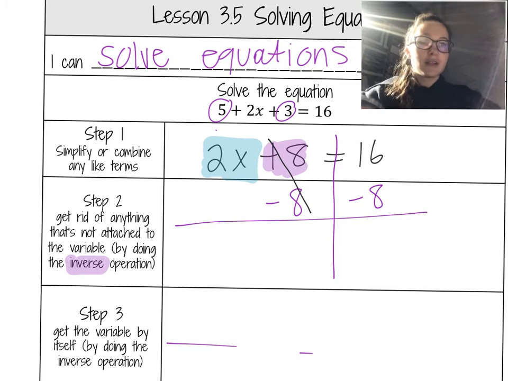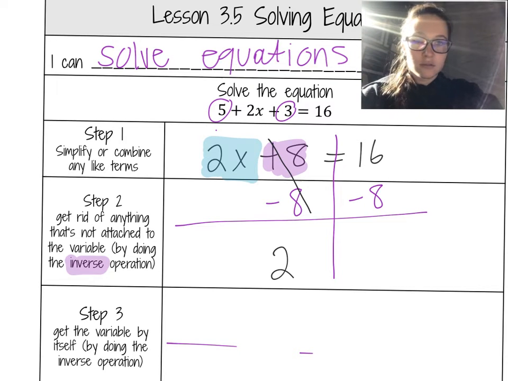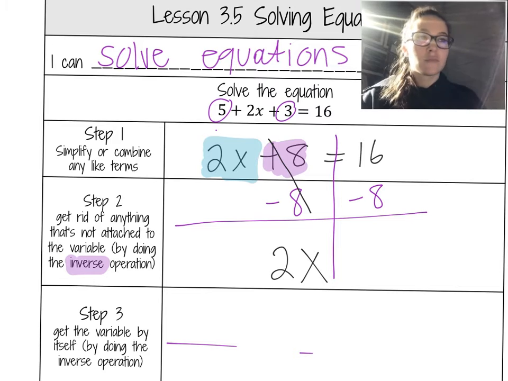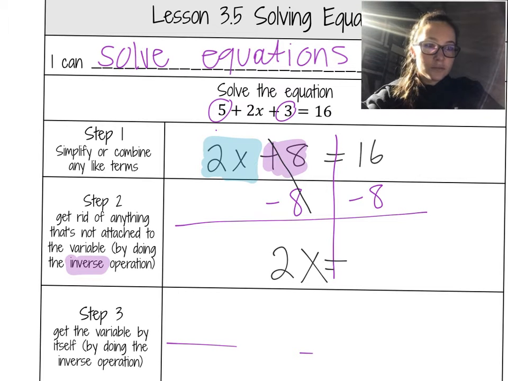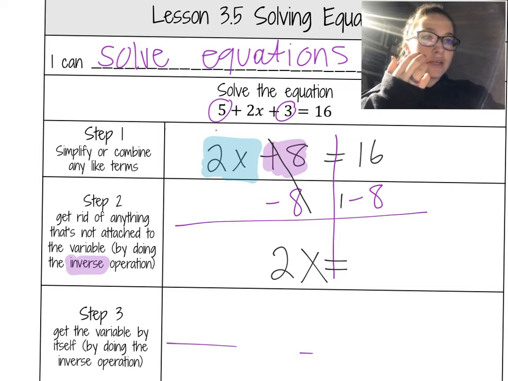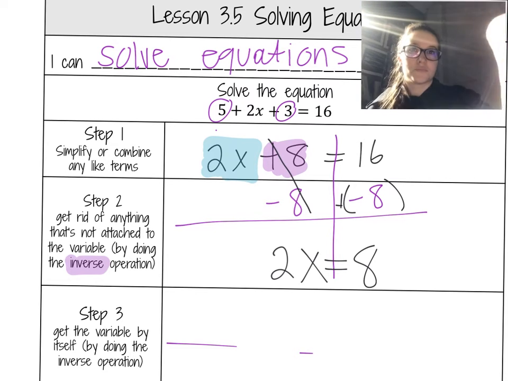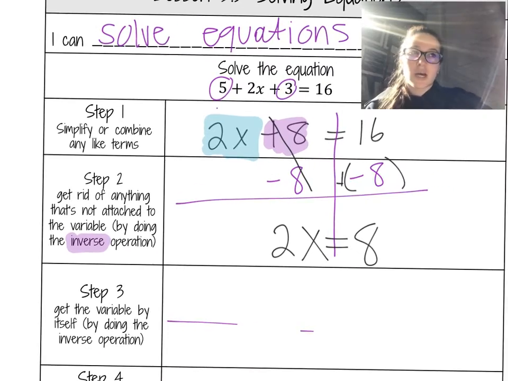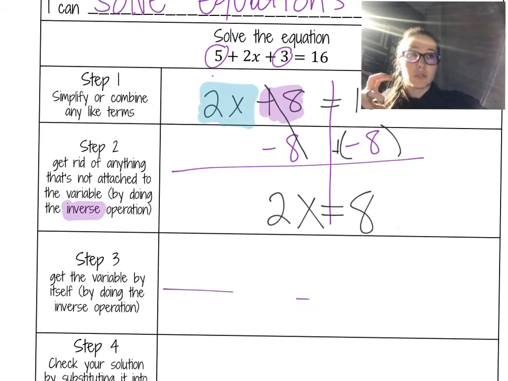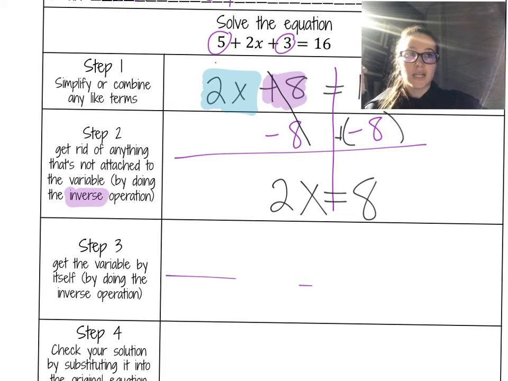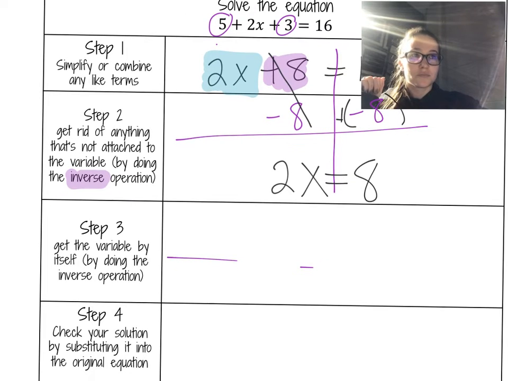So on the left, I'm left with 2x equals. Then on the right, 16 minus 8, or you could think of it as 16 plus negative 8, same thing, is going to be 8. So now my problem is 2x equals 8. So I just got rid of anything that was not directly related to the variable, that wasn't attached to it, by doing the opposite.